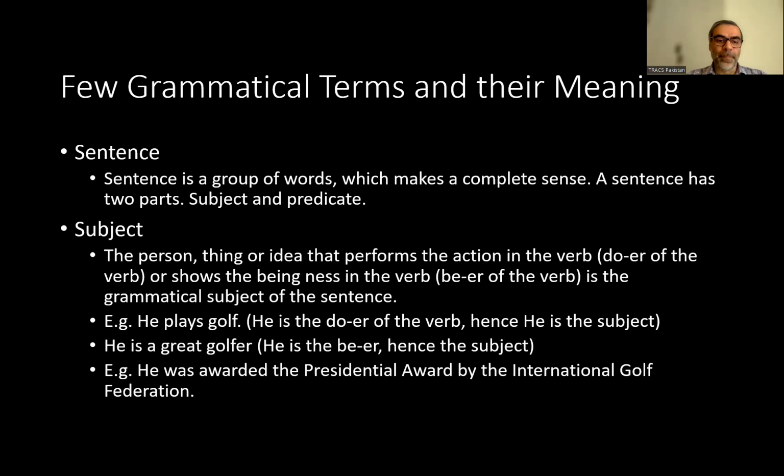So, doer or be-er of the verb. Example: he plays golf. He is the doer of the verb, hence he is the subject. He is a great golfer. He is the be-er, hence the subject. Example: he was awarded the presidential award by the International Golf Federation. So he is the subject in all the sentences.